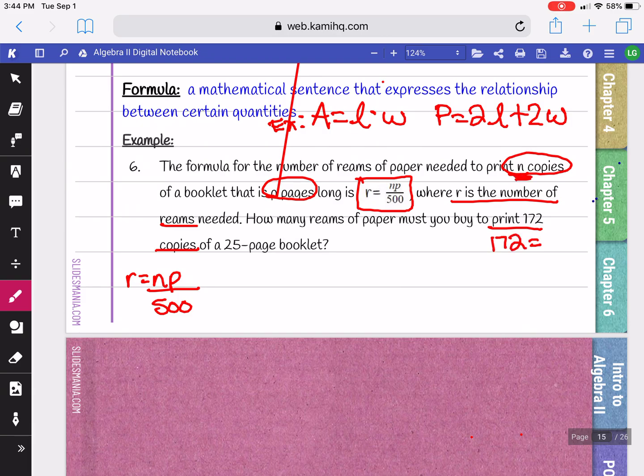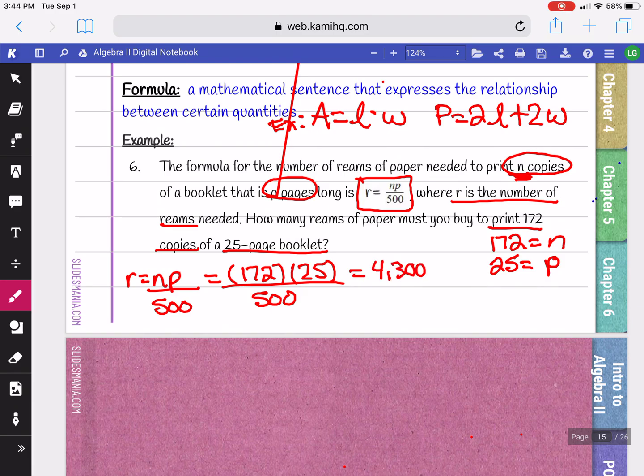Remember, they said n was the copies of a 25-page booklet. 25 is the pages, so that was the letter P. So I'm just identifying what numbers they gave me for the variables, because now I can plug those into my formula to get my answer. So for n, we're going to plug in 172. And for P, we're going to plug in 25. Now, if you have a calculator, you can multiply 172 times 25. That gives 4,300. And then you can divide that by 500. This comes out to 8.6.